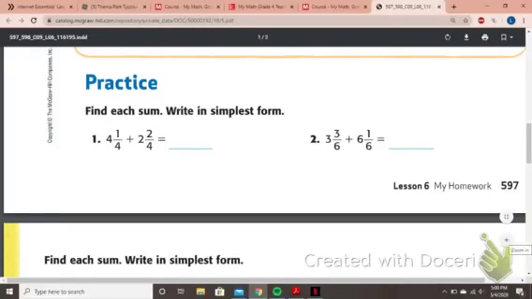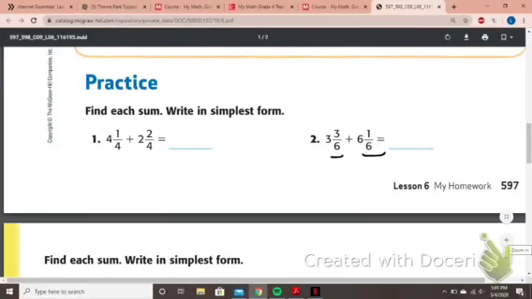Hi kids. The third and final lesson for the week of May 4th is adding mixed numbers. And you'll notice that in these cases you have common denominators. Okay, so that allows us to do it an easy way.